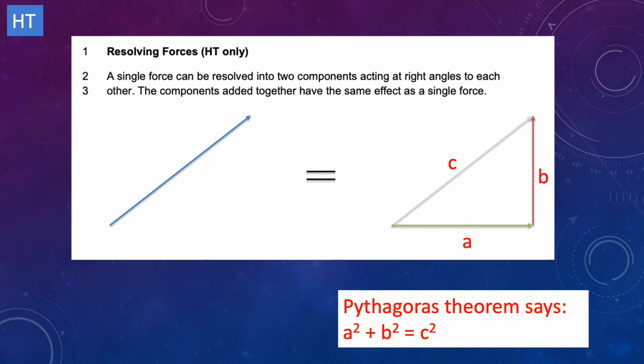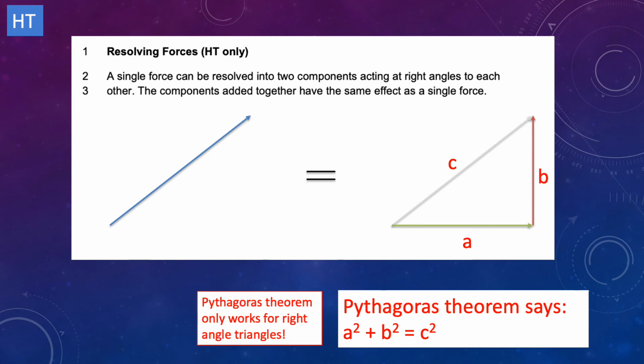You can apply this in physics because if you know your force for A and you know your force for B, then you can figure out your force for C, which is your resultant force. There is a caveat, which means that there is a catch. Pythagoras only works for right angle triangles. If you have a triangle that is not a right angle triangle, then you cannot use Pythagoras' theorem.